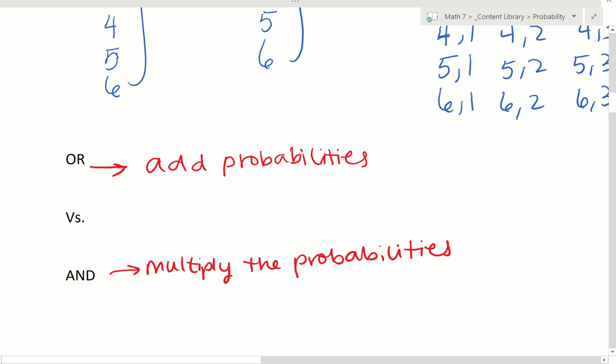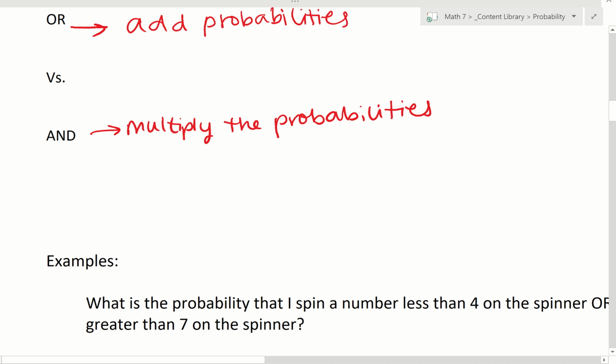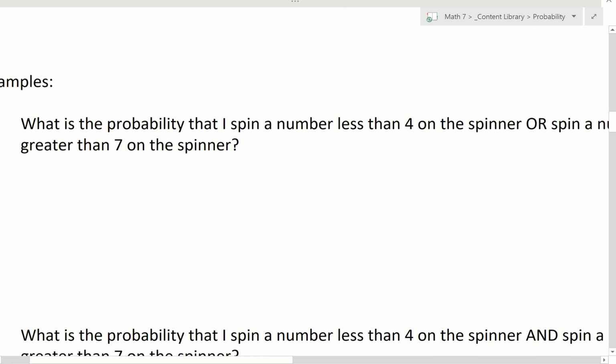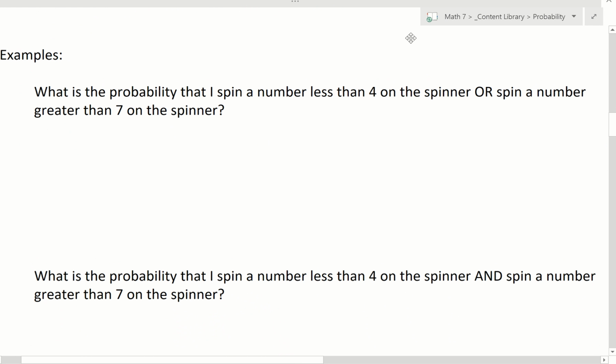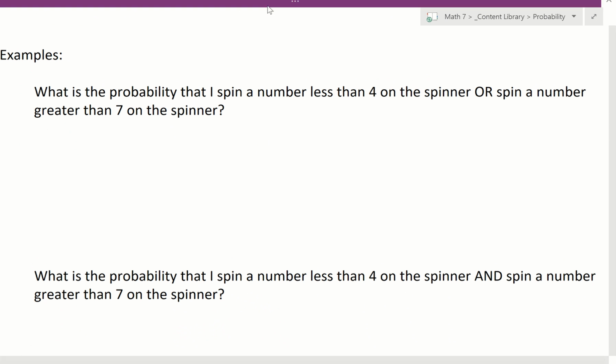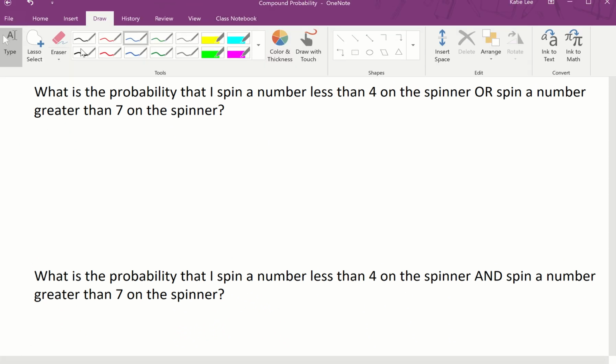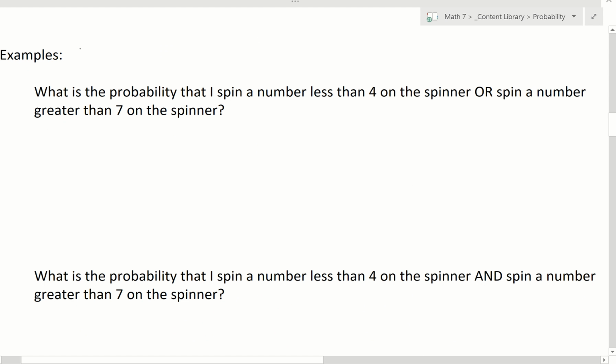So, let's see how it works with our little trick. Now we don't have to write out all of the possibilities. For example, what is the probability that I spin a number less than 4 on the spinner, or spin a number greater than 7 on the spinner? Well, let's draw the spinner now. So please draw your spinner. The spinner is going to have 8 equal sections, or as equal as you can make them.